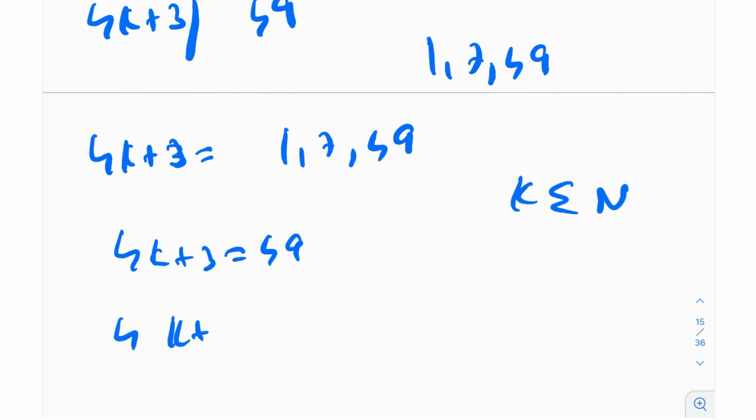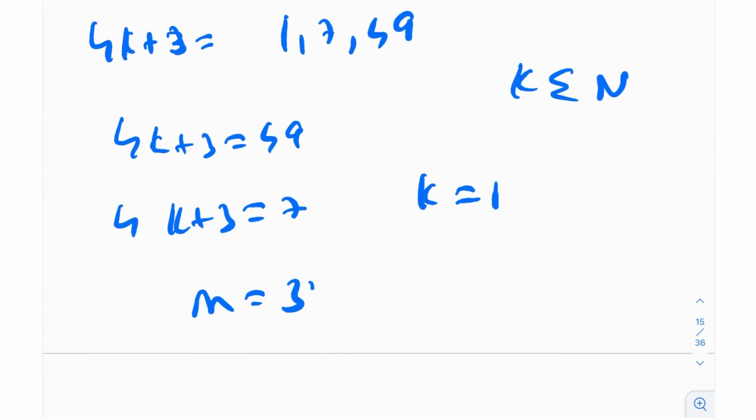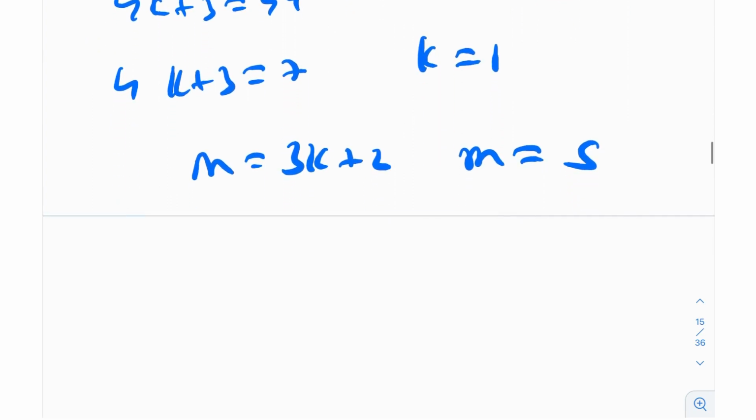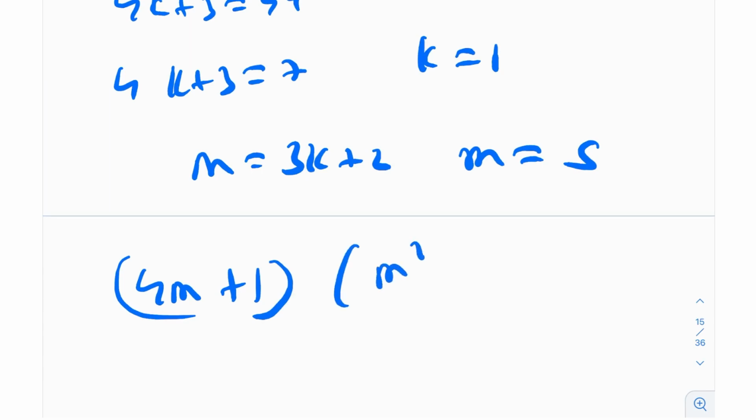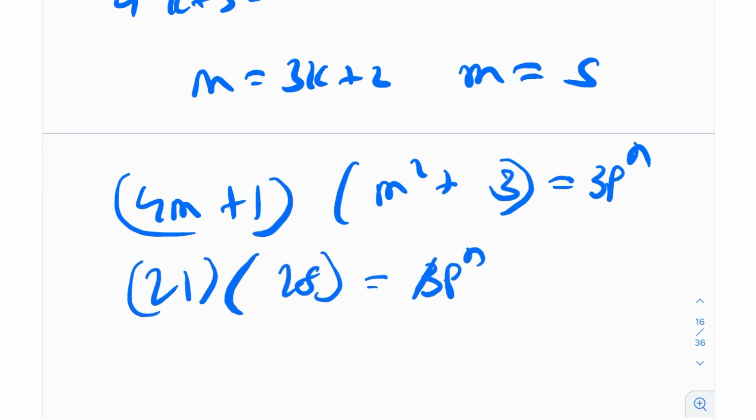So the only thing that remains is 4k plus 3 is equal to 7, so you get k is equal to 1. And when I plug in k is equal to 1, and m was what, 3k plus 2, right? So m is equal to 5. But when I plug m is equal to 5 into our equation, 4m plus 1 times m squared plus 3 is equal to 3 times p to the power n, right? So this becomes 21 times 28 is equal to 3 times p to the power n, 7. So p to the power n is actually 196.